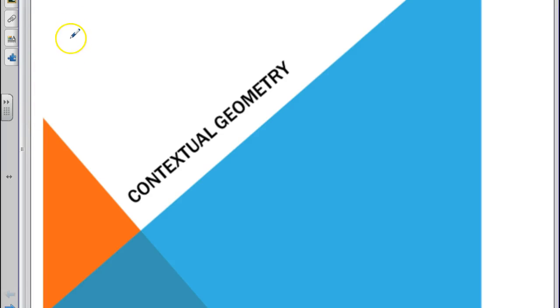Hey guys, this is Coach Lowe, and we are going to talk about areas of regular polygons. We've talked about areas of the triangle, the trapezoid, of course, square and rectangle. So now we're just going to talk about regular polygons.